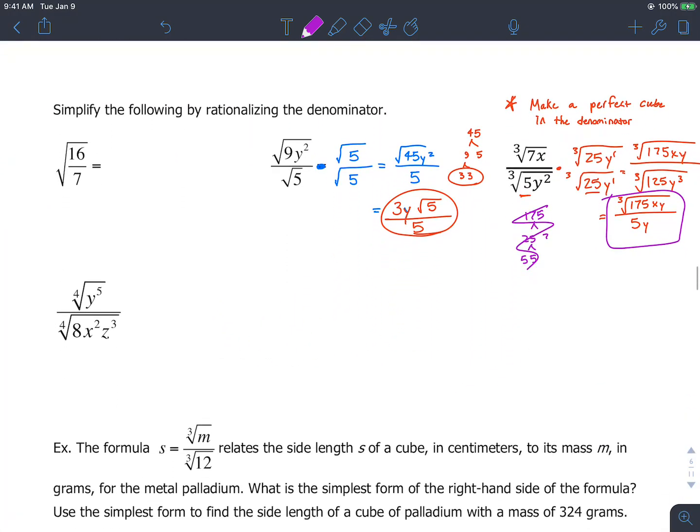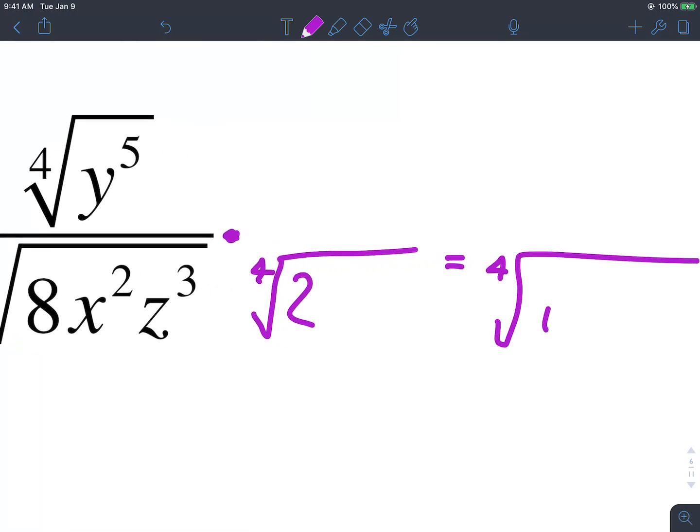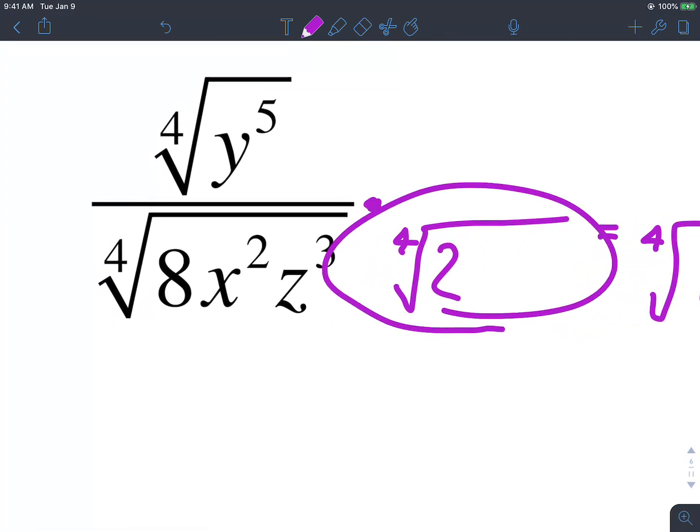So I think we got another example kind of like that right there. This one, you got the fourth roots. So instead of making a perfect cube, you got to make a perfect quartic item, something that has groups of 4 things. So think of what we can do the perfect fourth roots of. You can't do the fourth root of 8, but if I multiply that by another 2, you would have 16. 16 is a perfect power of 4. We can do the fourth root of 16. So eventually, we've got to multiply the fourth root of 2.